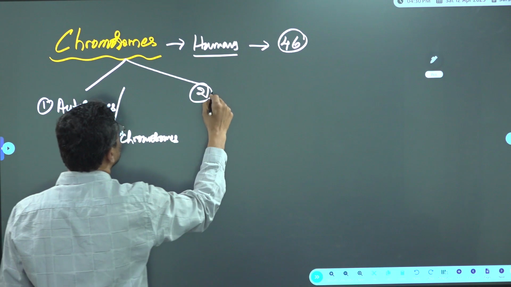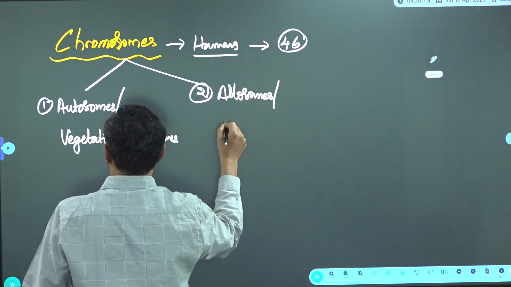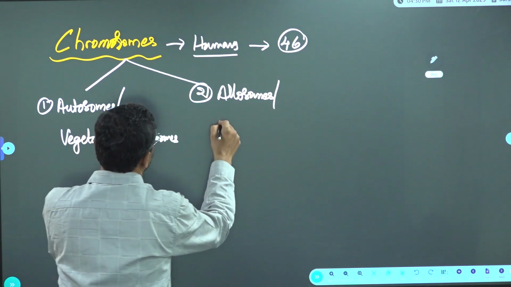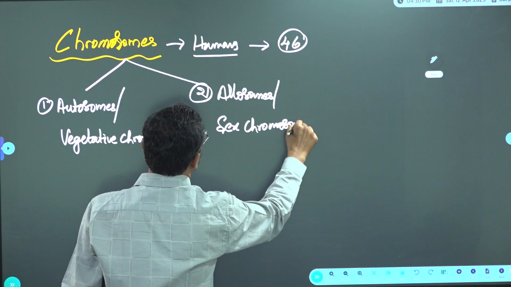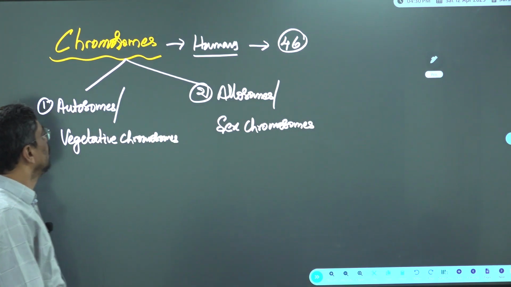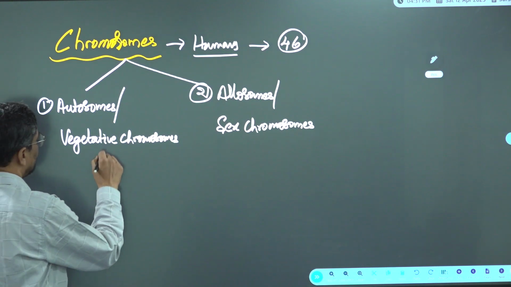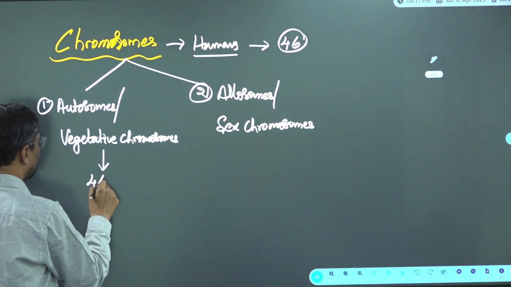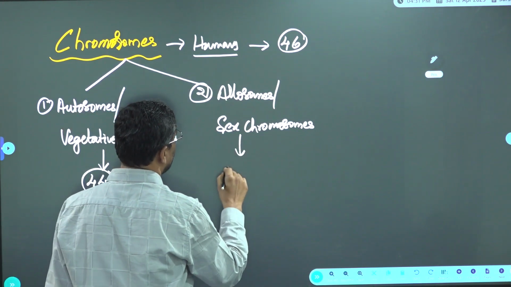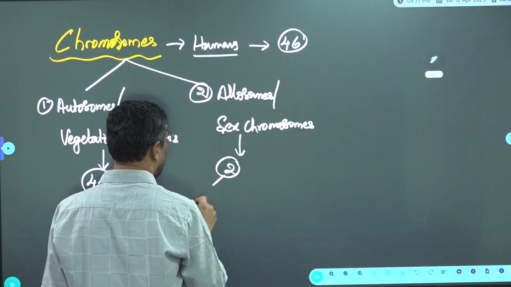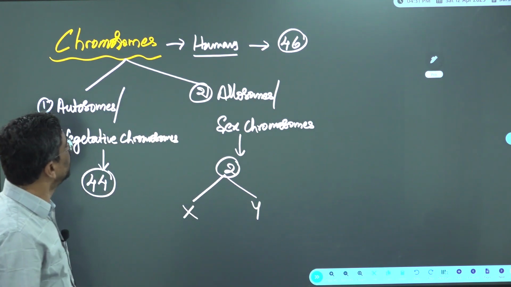And the second one is allosomes or sex chromosomes. Autosomes are called vegetative chromosomes. Allosomes are called sex chromosomes. So, autosomes are 44 in number. Allosomes, the sex chromosomes, are 2. Again, these sex chromosomes are of two types, X and Y chromosomes.